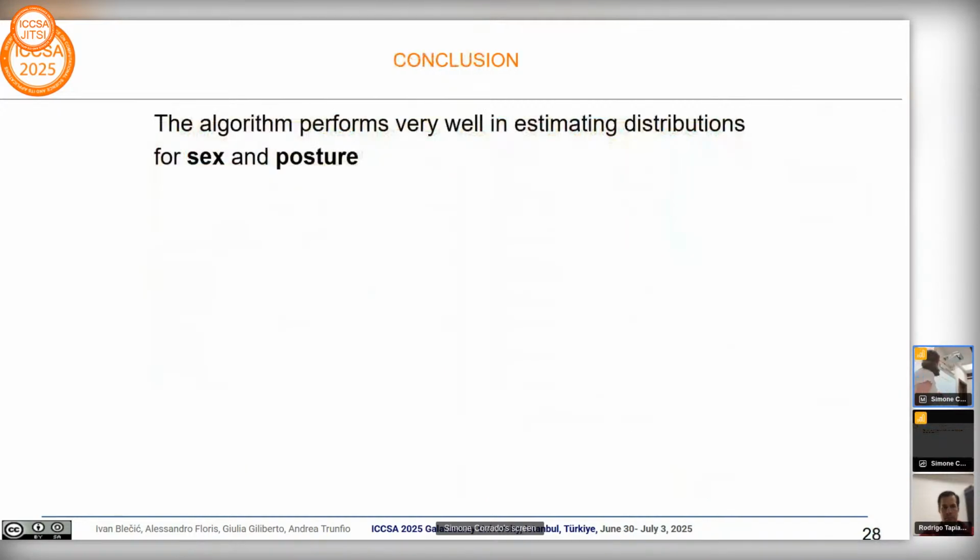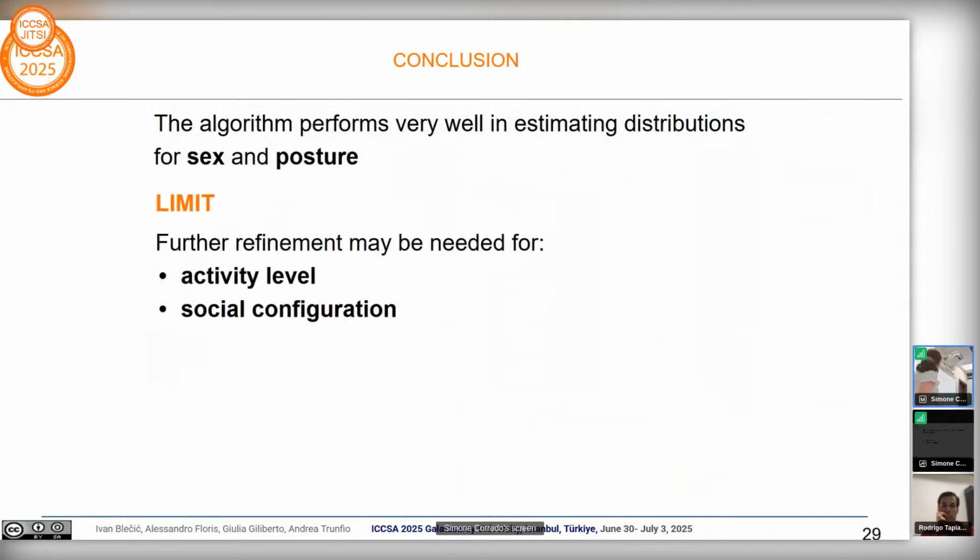So in conclusion, we can say that the algorithm performs very well for sex and posture, but we have some limits. We notice some limits for the activity level and social configuration, and in our opinion, it's because of the nature of the input data, because we have static photos.